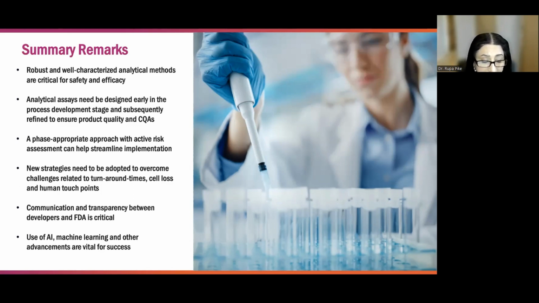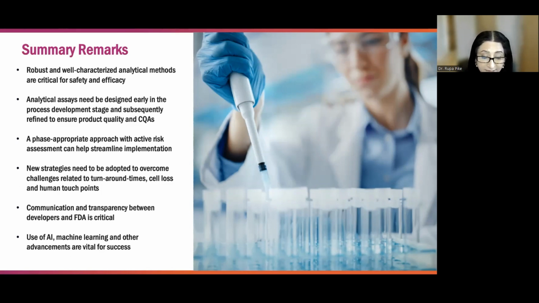Regulators are okay with a phase-appropriate approach with active risk assessment that can help streamline implementations. New strategies need to be adopted, as I mentioned, to overcome challenges related to turnaround time, cell loss, and human touch points. One thing that we have learned is communication and transparency between developers and FDA is critical so that we do not face the same delays as we have in the past.